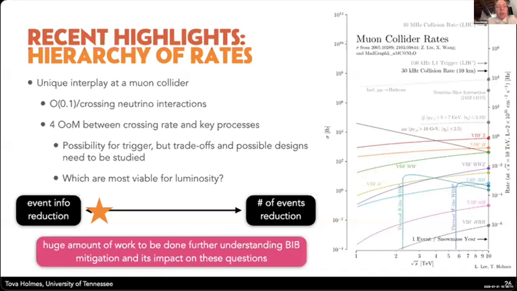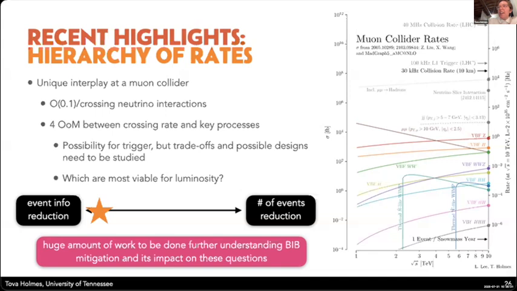And one question that comes to mind there is, are some of these valuable for luminosity? They should be. A lot of them are correlated with the luminosity, so it may be possible to use them for that. And also there are other interesting features, like the neutrino interactions with the detector actually happen at a really high rate compared to a lot of other processes.